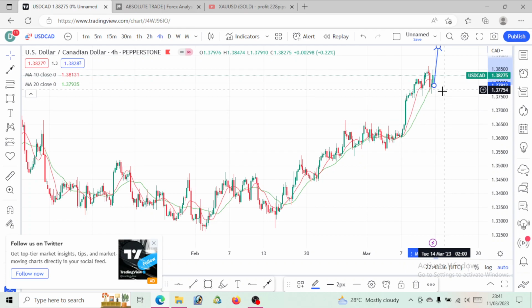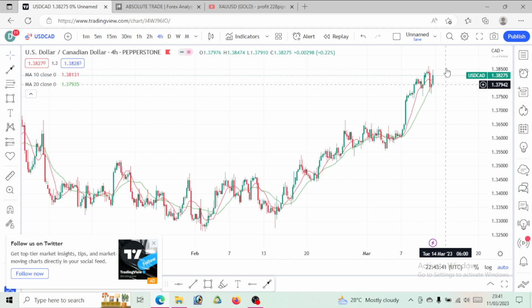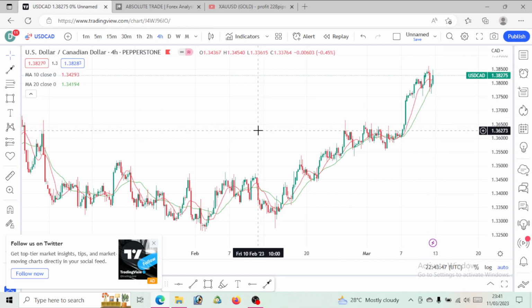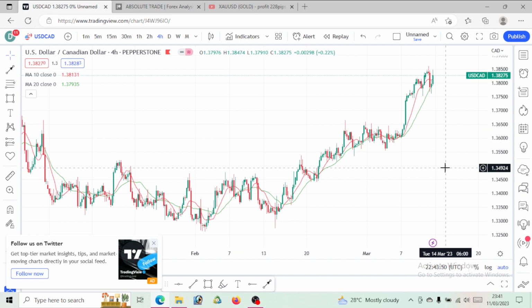But if DXY starts falling, then I can say it will not be safe for us to continue to hold these long movements on USD CAD. Anytime soon, a drop is going to play out on this USD CAD. But let's see if we can make about 70 pips before that drop will play out. I'm not really sure about that.